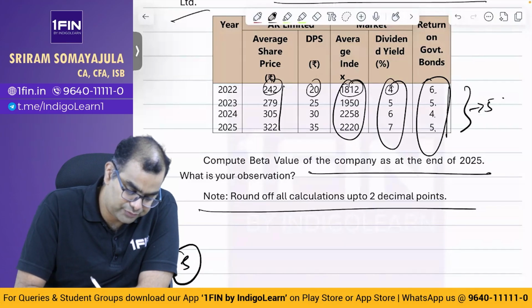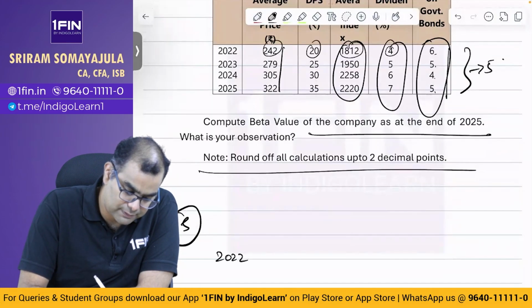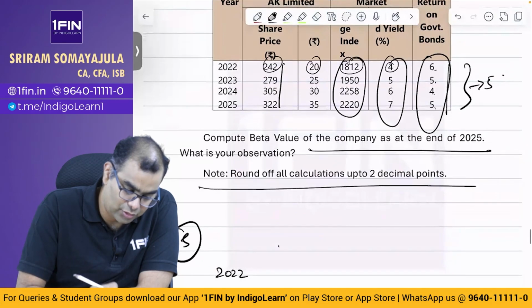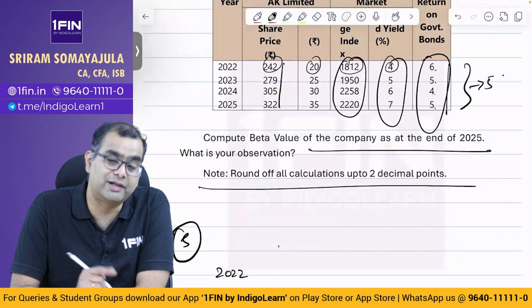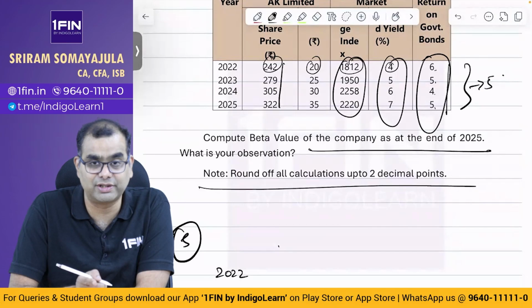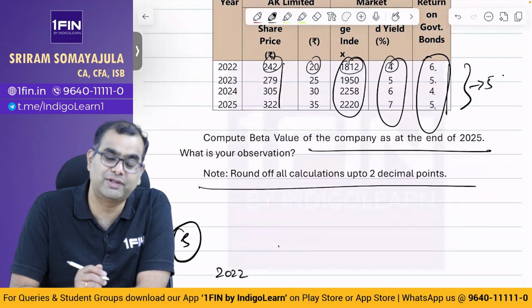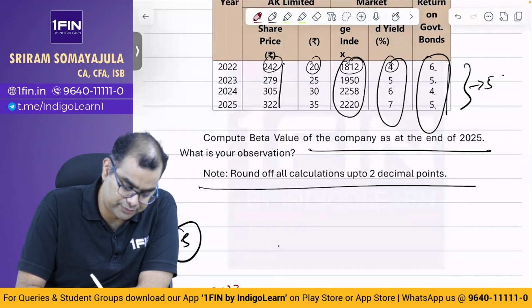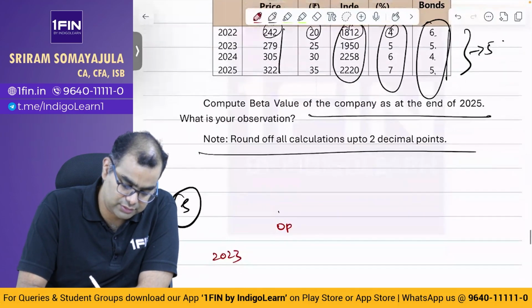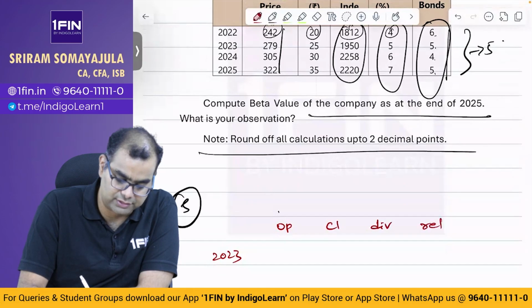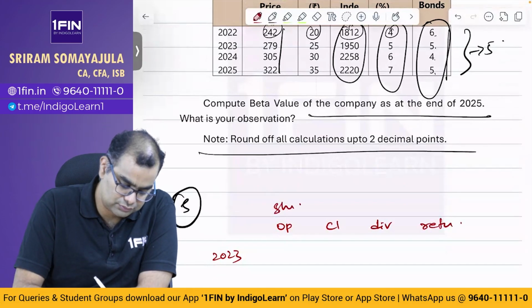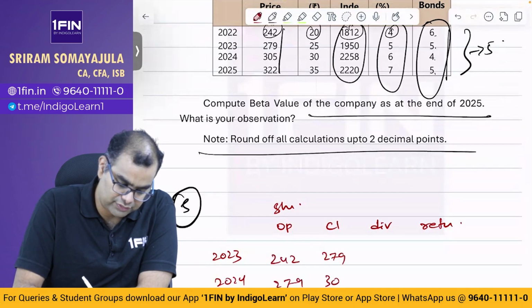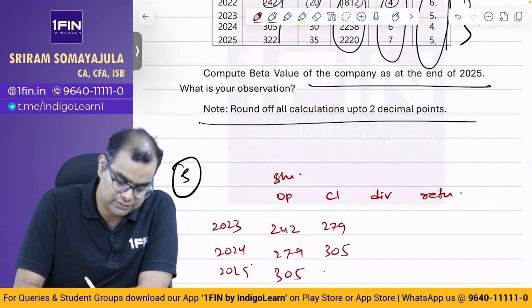Okay, so solution. 2022. Now we have the average. We don't know the return of the share. So you have to find out the return of the share, but when you find the return, you don't know what is opening and closing. So you have to assume one of them as opening, the other as closing. So what you do is 2023: opening, closing, dividend, return. This is for the share. 242, 279, 279, 305, 305, 322.